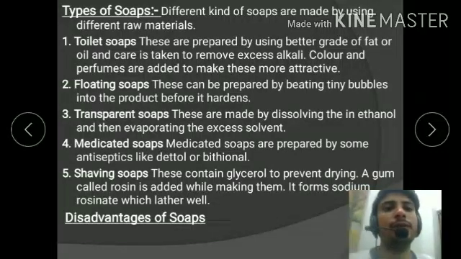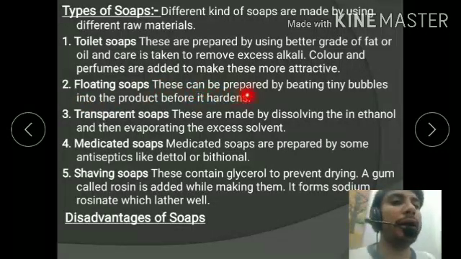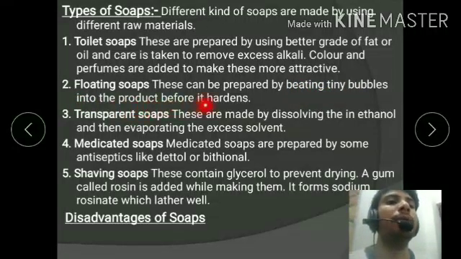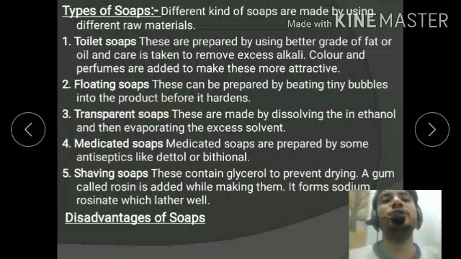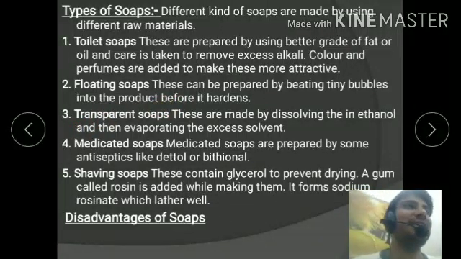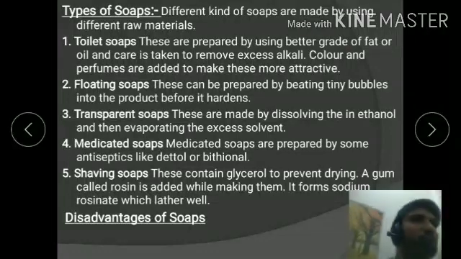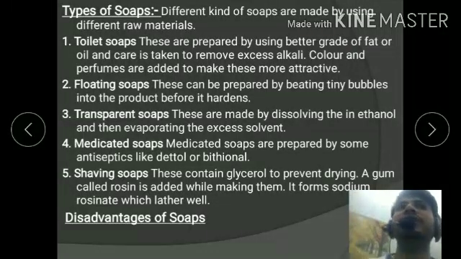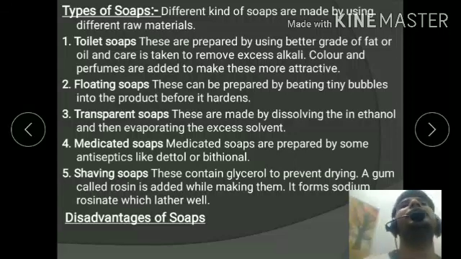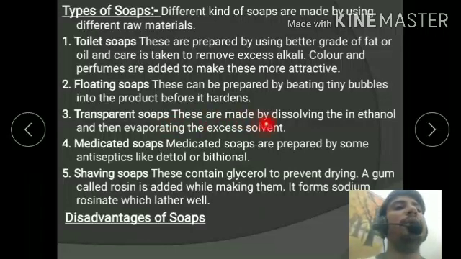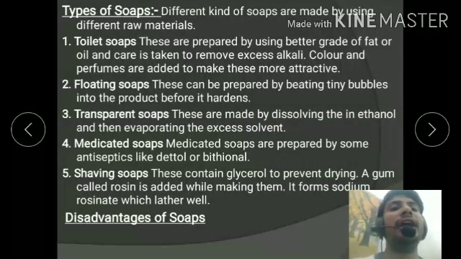The second one is the floating soap. This is prepared by beating tiny bubbles into the product before it hardens. The third soap is transparent soap. An example is Pears. You know Pears soap. It is totally transparent because we add glycerol. After adding the glycerol and gelatin, it becomes transparent. These are made by dissolving in ethanol and then evaporating the excess solvent.